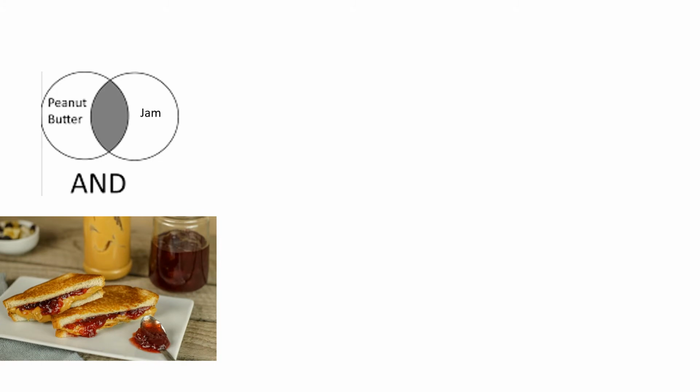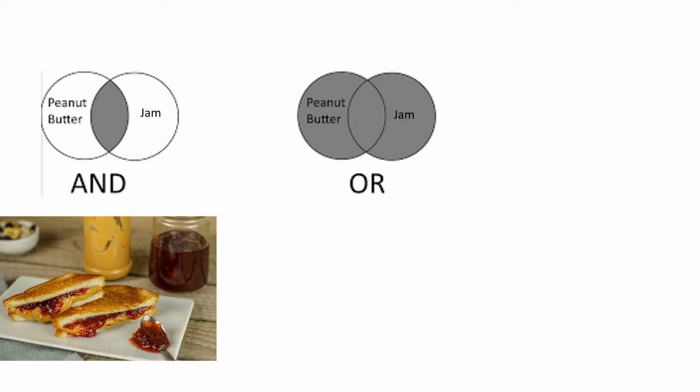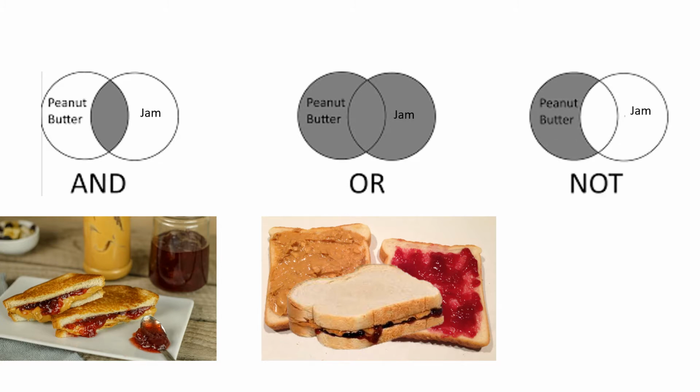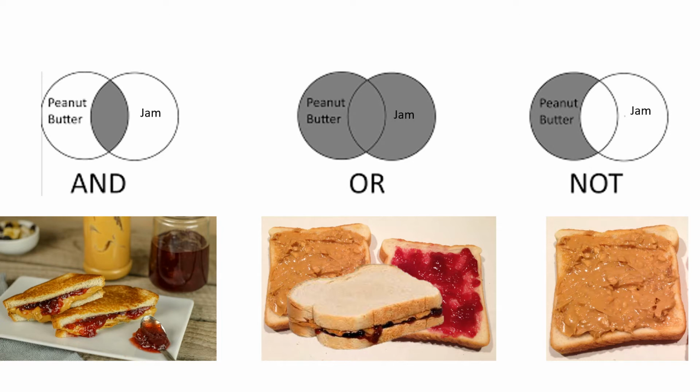I know you all love peanut butter and jam sandwiches. So some people only like peanut butter and jam if it's mixed together. This is the and function. They don't want a peanut butter only sandwich or a jam only sandwich. It's got to be the two mixed together. The or function is if you like peanut butter on a sandwich by itself or jam on its own, or both mixed together. That's the or function. And then the not function is you don't like jam. You only like peanut butter on its own. That's not jam. So just a little illustration.